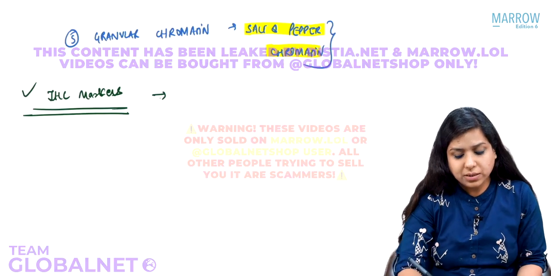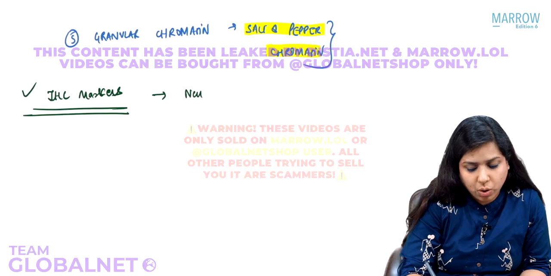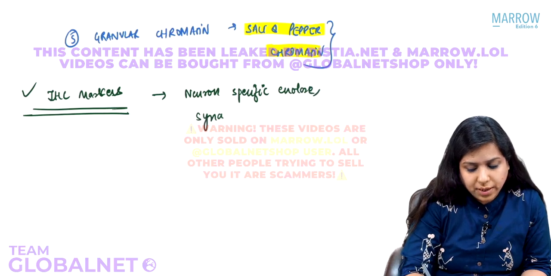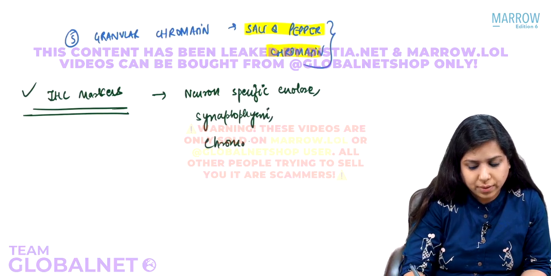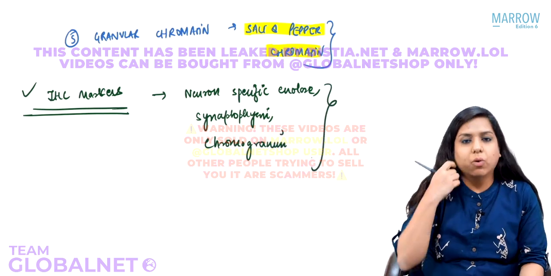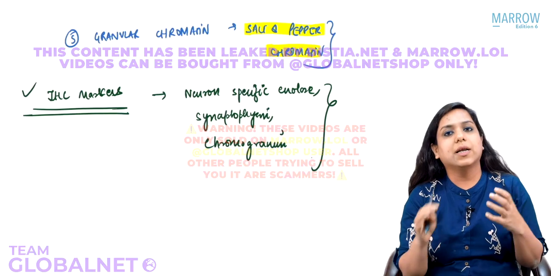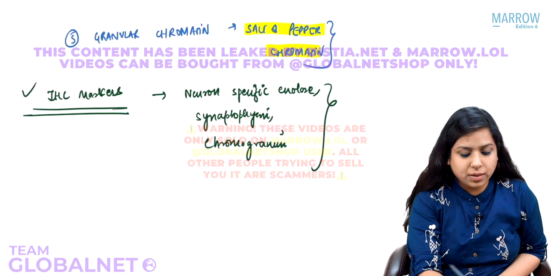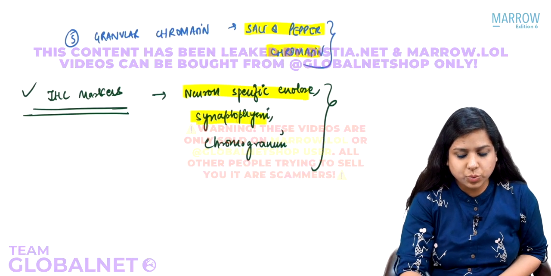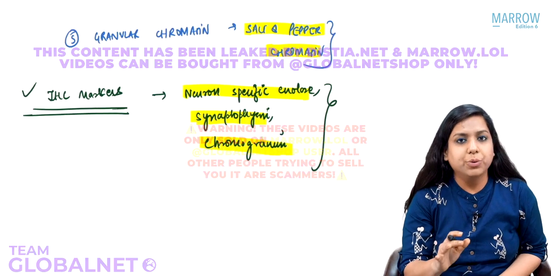Remember, the IHC markers are neuron specific enolase, synaptophysin and chromogranin. NSE, synaptophysin and chromogranin. These are the 3 markers which we use for any neuroendocrine tumor.